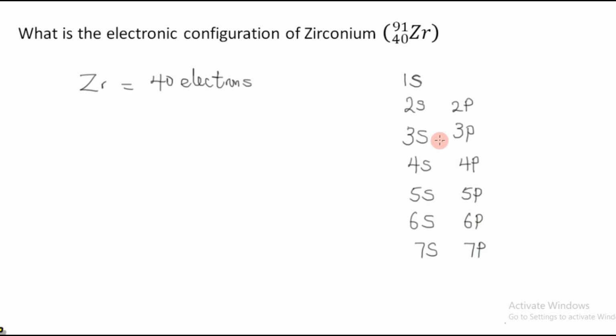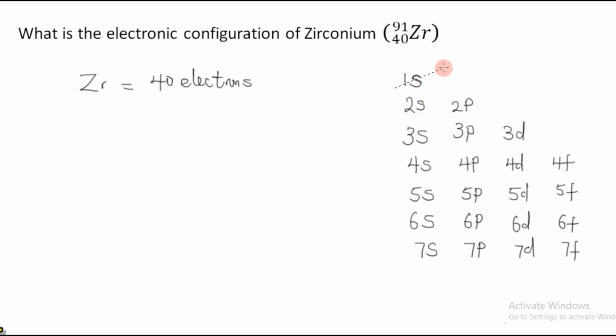Then the next orbital is the d orbital, and it starts from the third energy level. So we have 3d, 4d, 5d, 6d, and then 7d. And then we move to the last one, which is the f orbital, and it starts from the fourth energy level. So we have 4f, 5f, 6f, and 7f. So the order of increasing energy level goes like this.